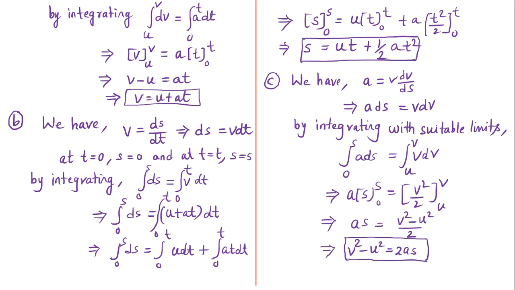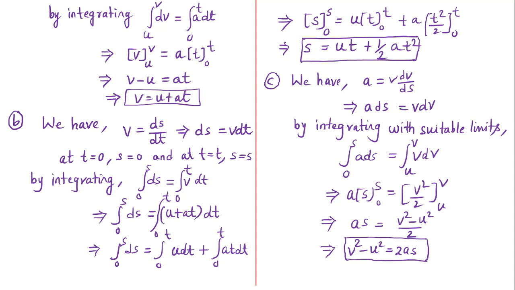So these are the three main equations for a body having uniformly accelerated motion. Clear? Got it? These are the three main important equations: v equal to u plus at, s equal to ut plus half at square, and v square minus u square equal to 2as. Got it? These are the main equations in case of uniformly accelerated motion.